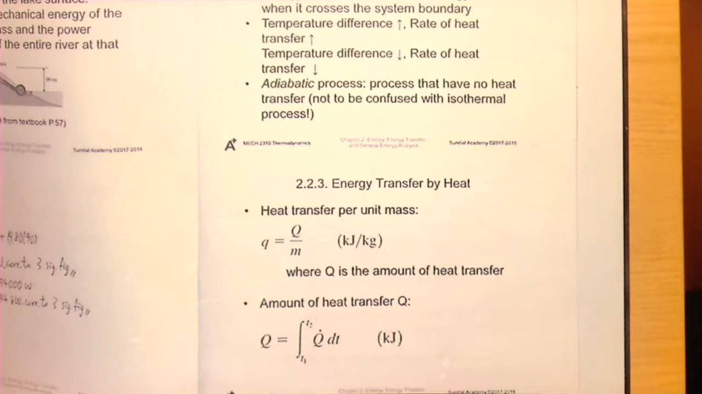If the heat transfer rate is varying, then for the amount of heat transfer during a process from time 1 to time 2, we need to use integration to determine the amount of heat transfer in this time interval. So Q equal to the integration of Q dot dt, in units of kilojoule. Integration is just a kind of summation where you divide the whole process into infinitely small intervals and you sum them up. When you add them up, we will get the total amount of heat transfer.